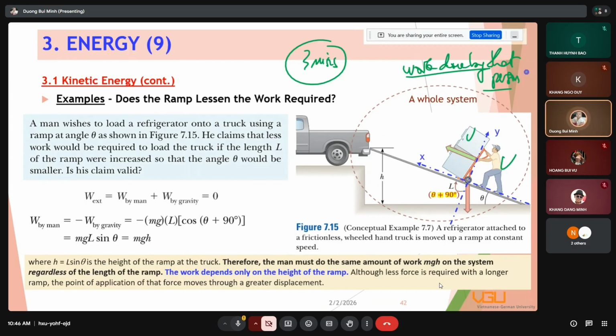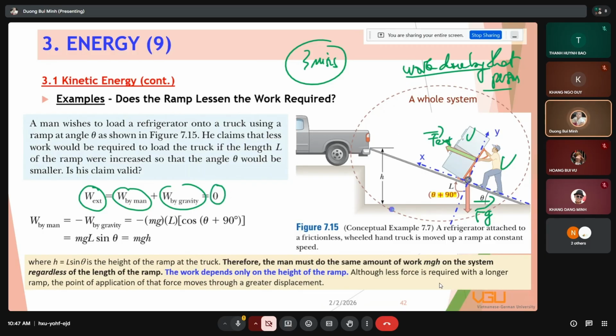Here we have two kinds of work because we have two forces. The force comes from the person and the force comes from the earth, I mean the gravitational force, right? So when we calculate external work, we have the work by the man and the work by gravity, and it equals zero. Why equal to zero?